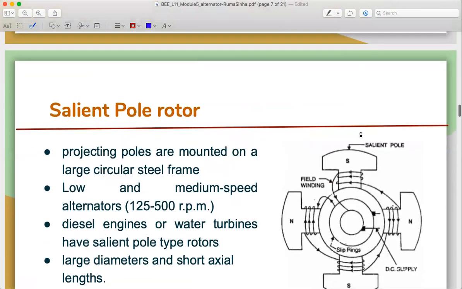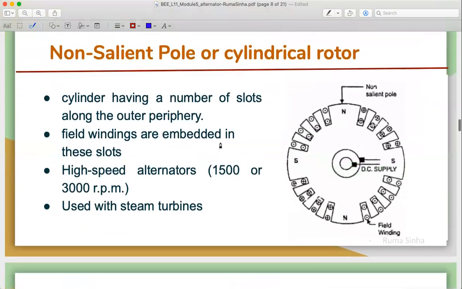Whereas in this case, in the outer periphery, after this, we have the stator frame. So from here to here, the air gap is more, and from here to here, the air gap is less. So the air gap was non-uniform in case of the salient pole rotor. In this case, after this, if I have the stator frame, the air gap is mostly uniform throughout this periphery. This has higher mechanical stability, so it can have higher speed. These alternators can go up to 1500 to 3000 RPM.